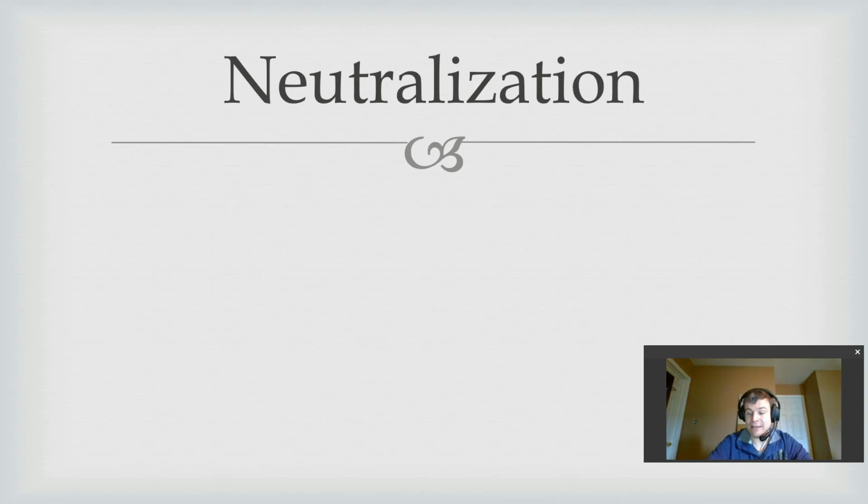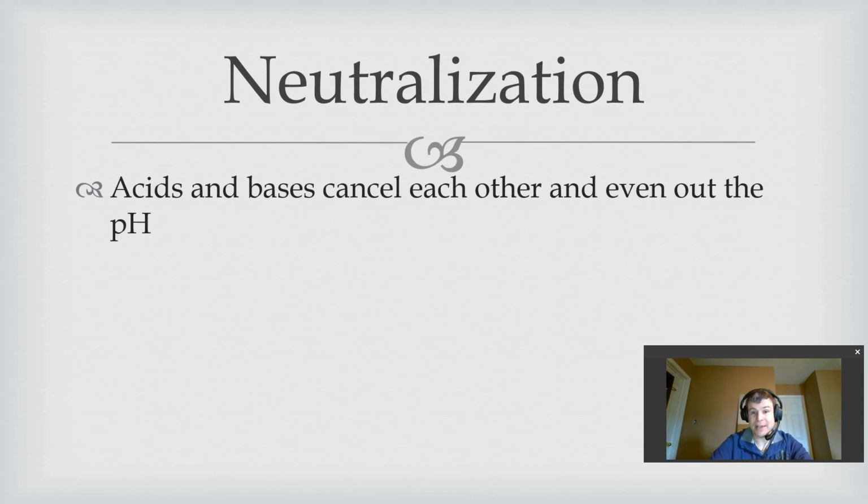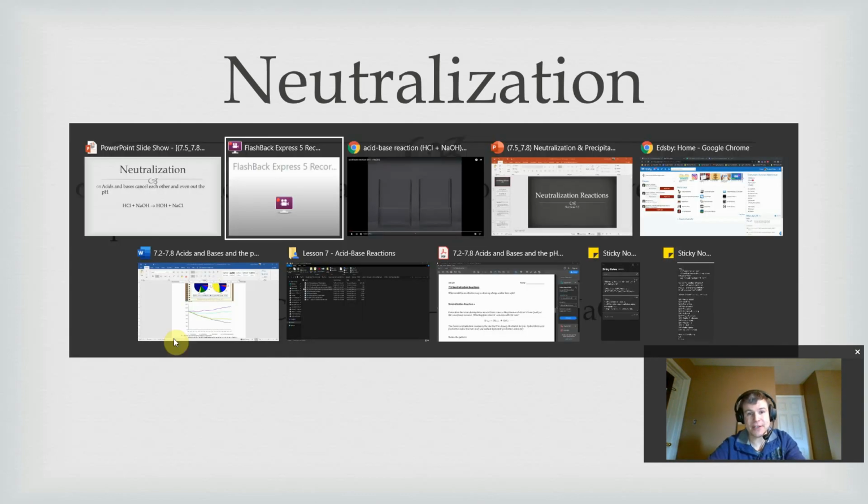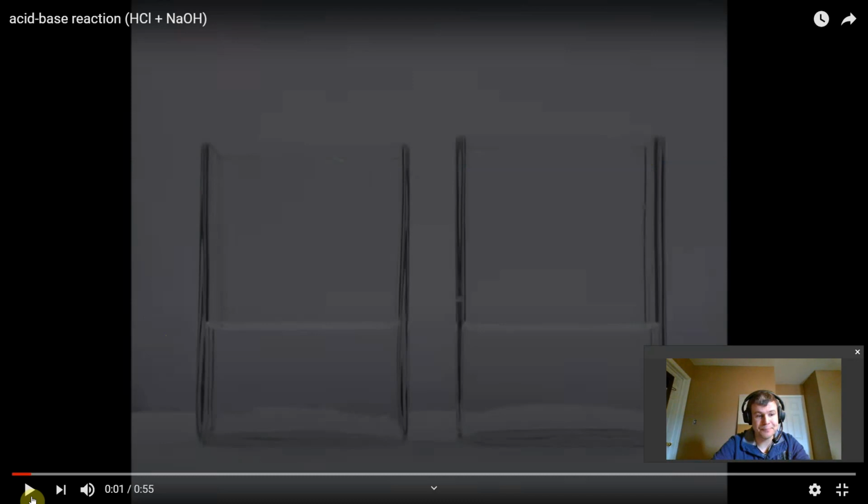So what do we do? Well, if we have an acid and we want to neutralize it, we add a base. Or if we have a base and we want to neutralize it, we add an acid. So that's the cool thing about acids and bases, is they cancel each other out. And they even out the pH. They bring the pH closer to 7. So let's look at an example here. Hydrochloric acid, that's HCl. When I add sodium hydroxide to that, I get water and sodium chloride. Let's have a look at this reaction for a minute.